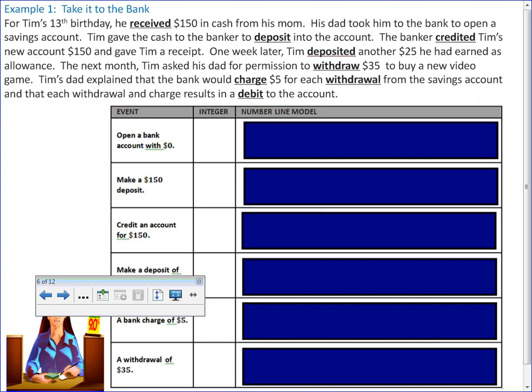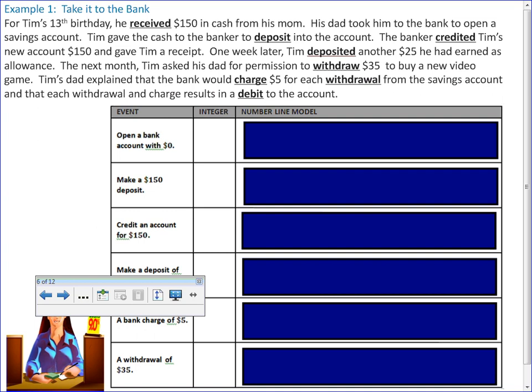So Tim just had his 13th birthday, and he received $150 in cash from his mom. His dad took him to the bank to open a savings account. Tim gave the cash to the banker to deposit into the account. The banker credited Tim's new account $150 and gave Tim a receipt. 1 week later, Tim deposited another $25 he had earned as allowance. The next month, Tim had asked his dad for permission to withdraw $35 to buy a new video game.